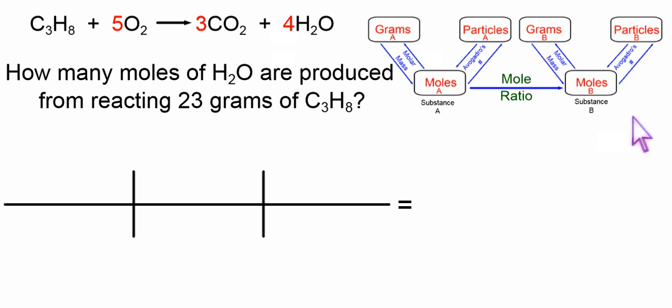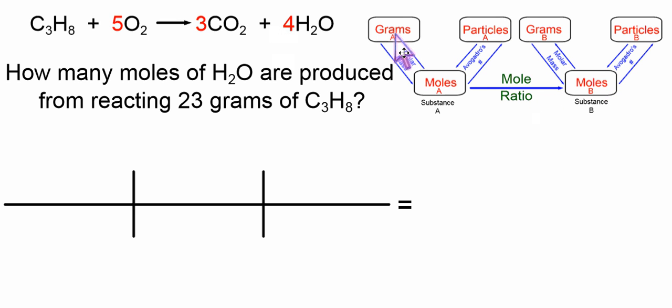Here it says how many moles of water are produced from reacting 23 grams of propane, C3H8. So I have 23 grams of this, and I want to know how many moles of that I make. Okay, so here's the trick again. You're only dealing with 2 substances. I have grams of the first substance, and I want moles of the other.